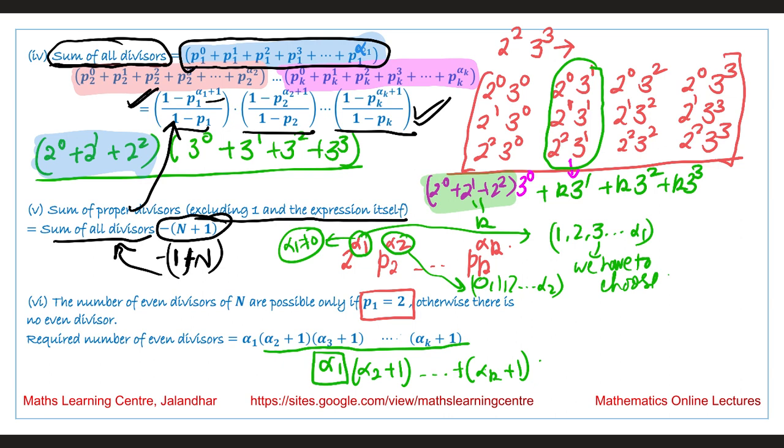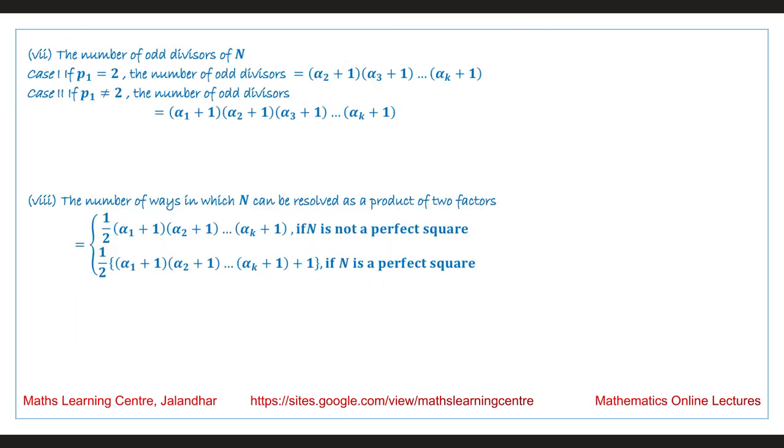The value p1 should be equal to 2. Next is the number of odd divisors. If p1 is equal to 2, then for the number of odd divisors, we have p1 raised to the power alpha 1, p2 raised to the power alpha 2, so on up to pk raised to the power alpha k.